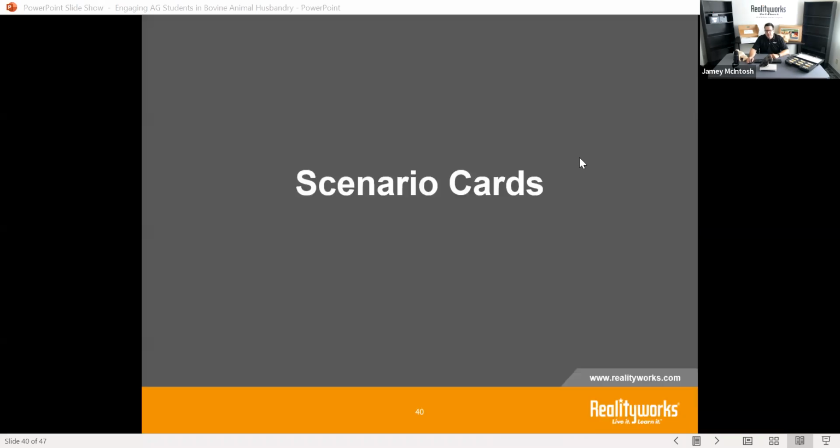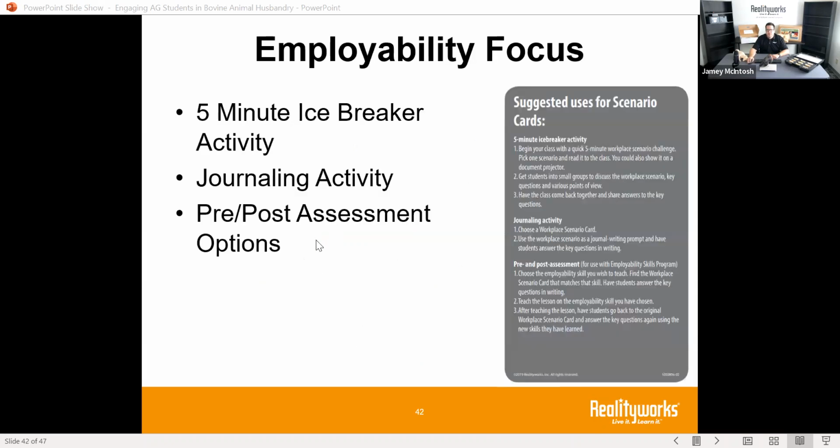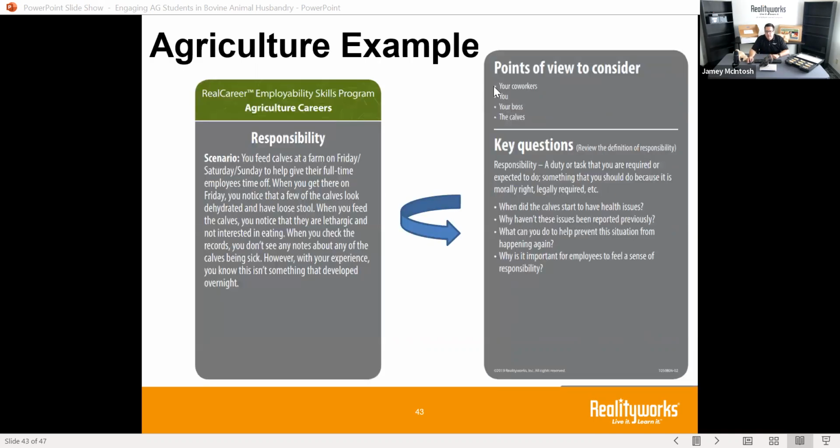The other side of the house that we have is scenario cards. The other piece of this puzzle is that we have different scenario cards that focus specifically on workplaces that they may see someday. In this case, almost every single scenario card has some sort of icebreaker activity. It goes into what's going on, what are you seeing, and then it gets them starting to look and understand.